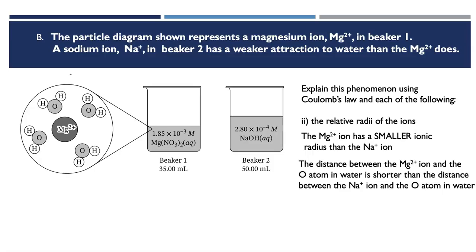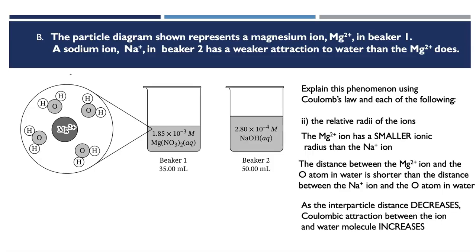And because the distance between magnesium ion and oxygen is shorter, as that interparticle distance decreases, the Coulombic attraction between the ion and the water molecule increases. That's why the attraction for magnesium to water is stronger than the attraction from sodium ion to water. And that's what you needed to say to earn the 1 point. You had to compare the radii correctly and talk about the shorter distance between the ion and the oxygen atom in the water molecule, and that's going to give a stronger attraction.